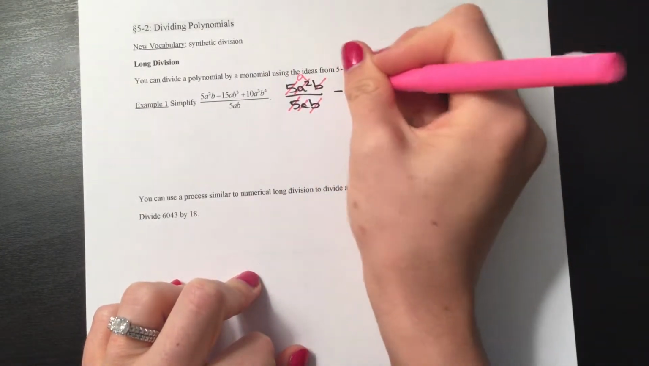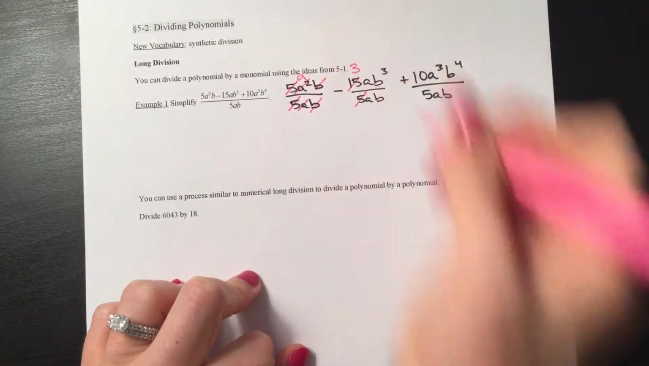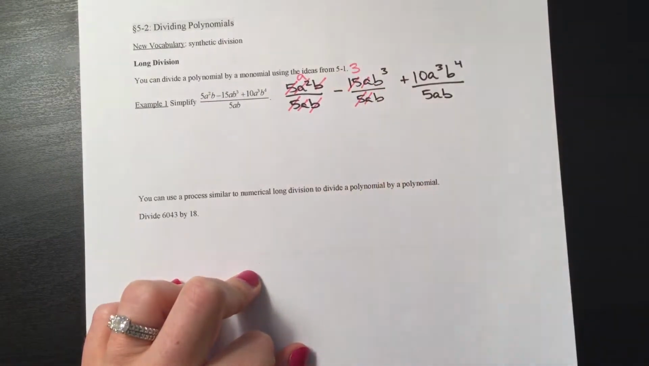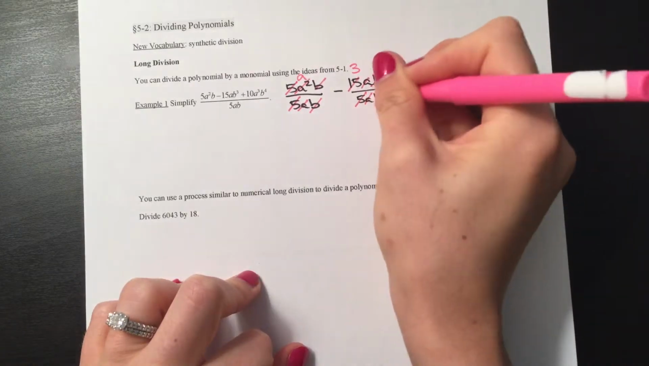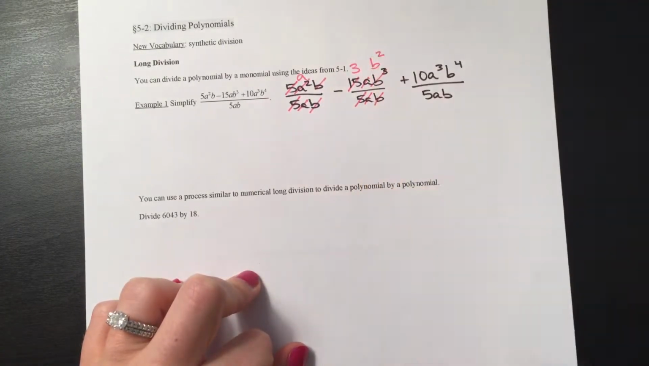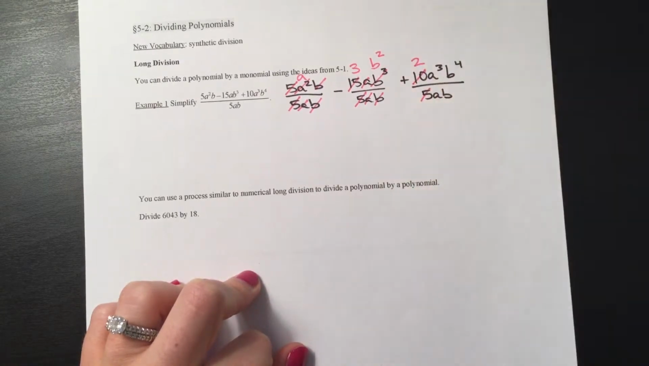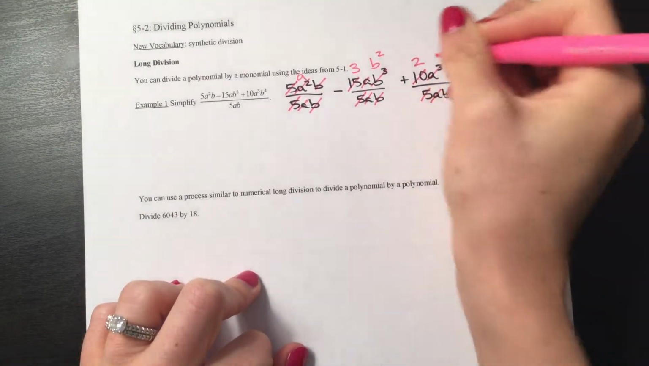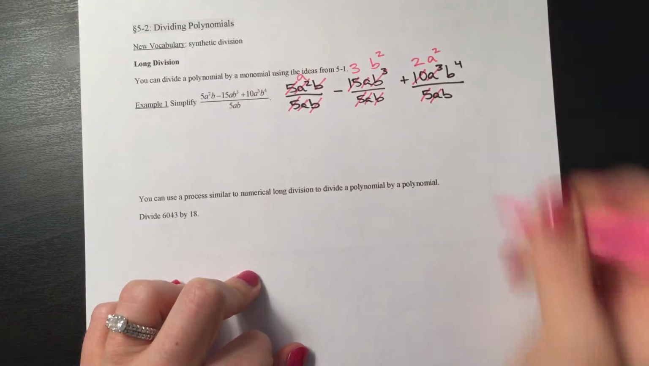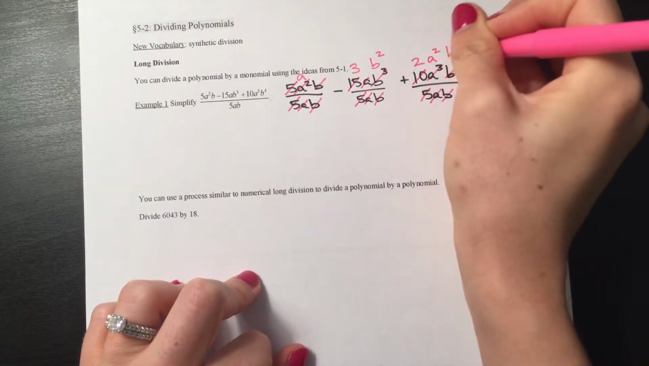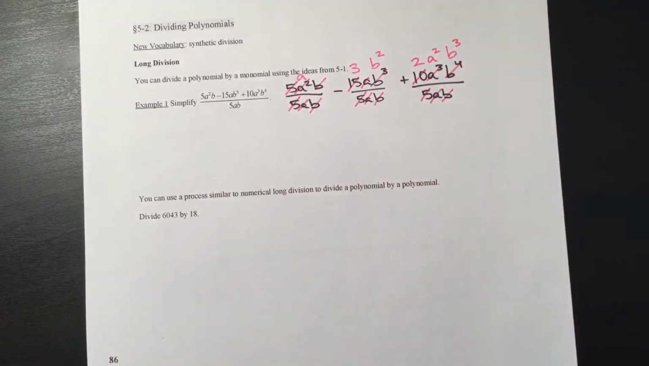Okay, here 15 over 5 reduces down to 3. A's cancel. B cubed over b reduces down to b squared. And then 10 over 5 reduces down to 2. A cubed over a is a squared. And b to the 4th over b is b to the 3rd. So just reducing them individually.